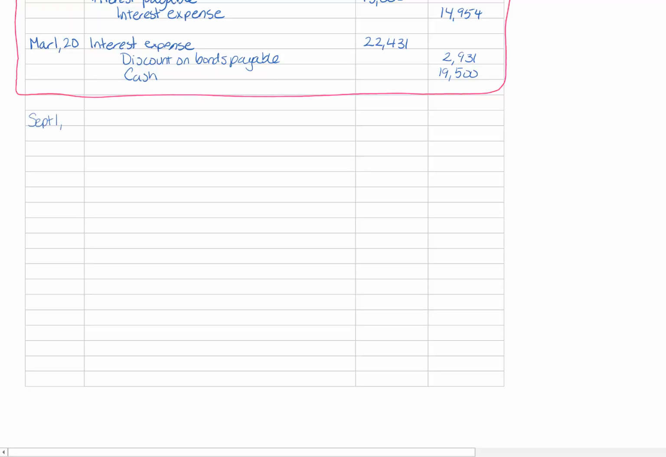Debit interest expense, $22,534, credit cash, $19,500, and credit discount on bonds payable, $3,034. Again, we're reducing the discount on bonds payable account, and it's going slowly down to 0.